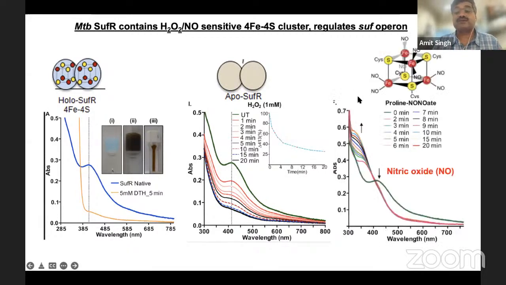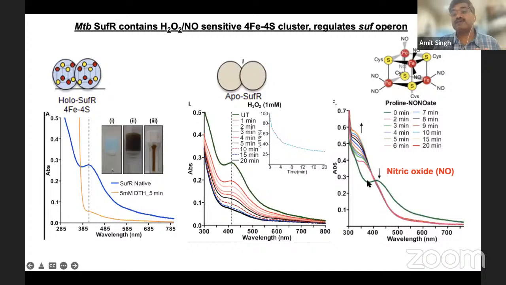Furthermore, iron sulfur clusters are also reactive to another gas, nitric oxide, which is produced by macrophages via inducible nitric oxide synthase. In this experiment, we treated the iron sulfur cluster form of SUFR with proline NONOate, which is a fast releasing nitric oxide donor. And here, nitric oxide replaces the sulfide ligand of the iron sulfur cluster with NO. And you form a DNIC, dinitrosyl iron dithiol complex, which is a very, very toxic complex if it forms inside cells.